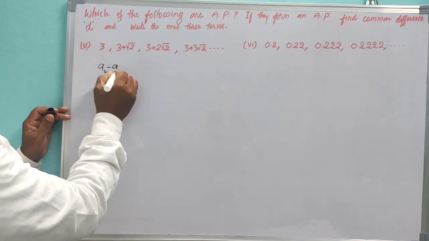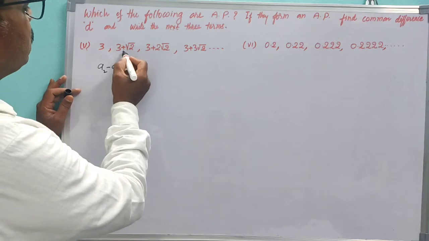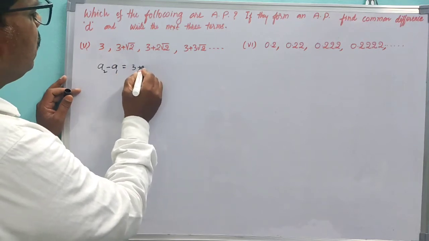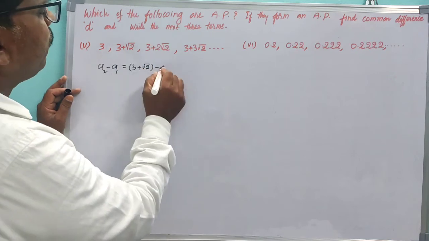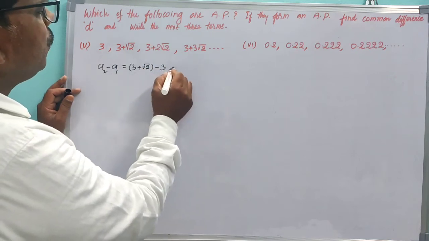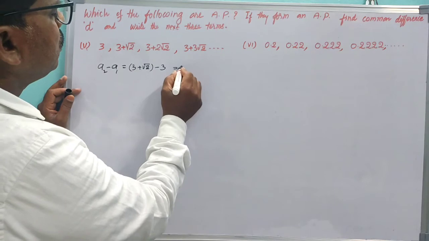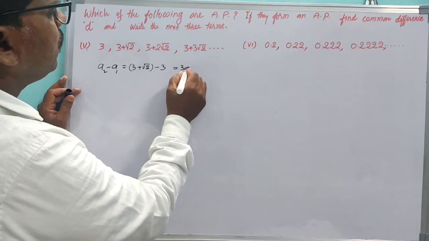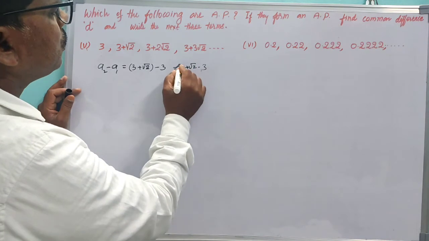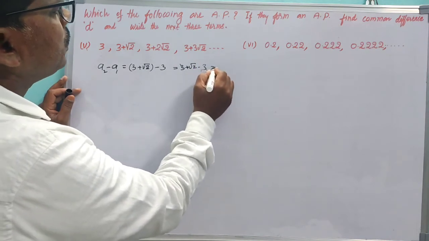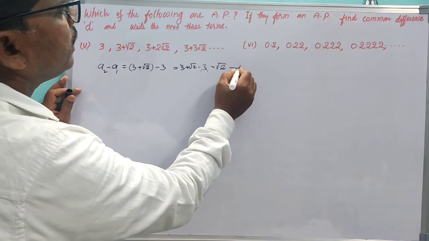Now see here, a2 minus a1. So what is a2? This one, 3 plus root 2 minus this 3, which is equal to 3 plus root 2 minus 3. So 3 gets cancelled, which is equal to root 2. So let it be 1.